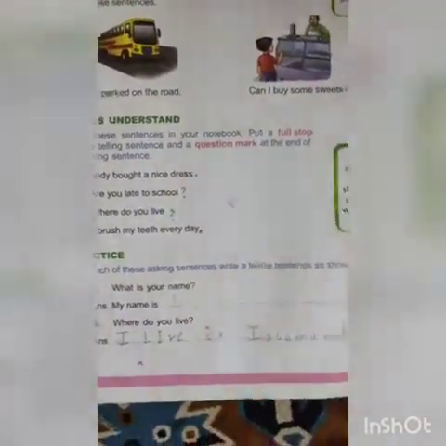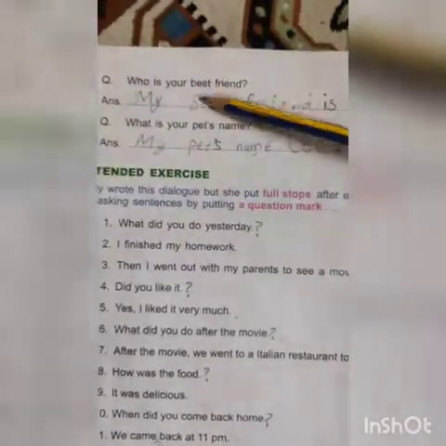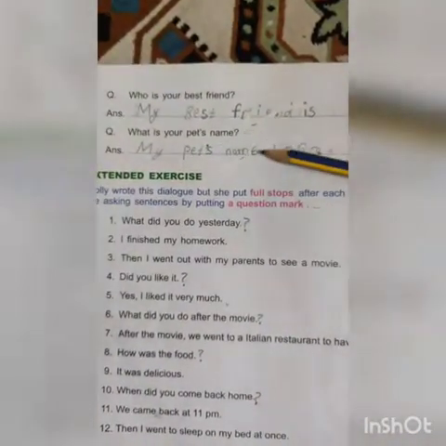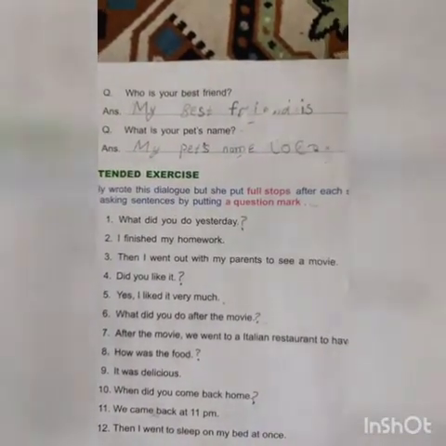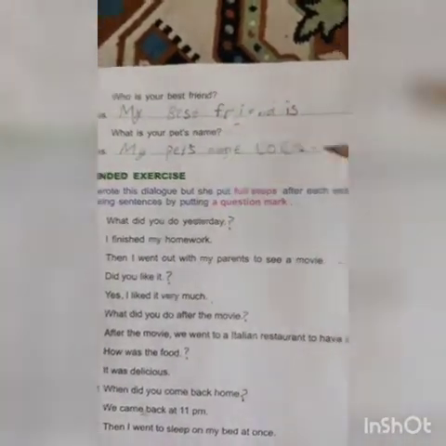I live in Islamabad. Now look at your page number 48. Who is your best friend? My best friend is Dash. You write your best friend's name here. What is your pet's name? My pet's name is Cuckoo. Like, my pet's name is Blackie. So you write your pet's name here.